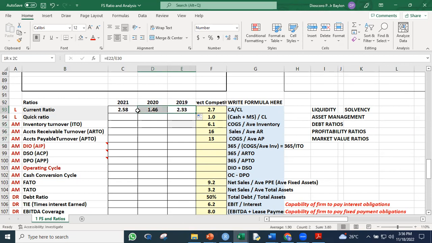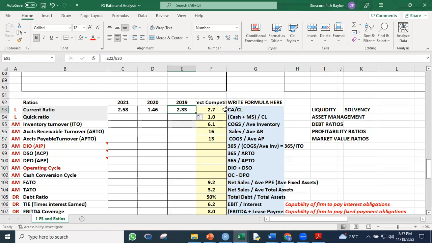Let's take a look at this from the perspective of time first. You can see that the current ratio was 2.33 in 2019, but it dropped down to 1.46 and then went up again to 2.58 in 2021. So what does this indicate? Theoretically, it means that for every 1 peso of current liability, the company has 2 pesos and 58 centavos of current assets to pay its obligations as they fall due.